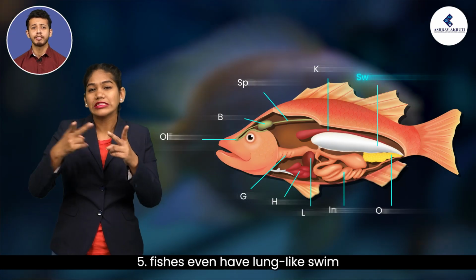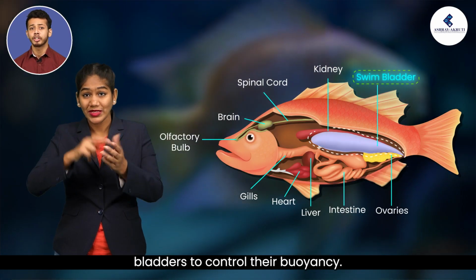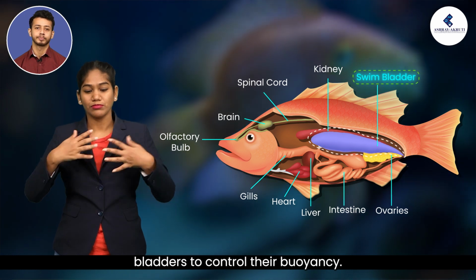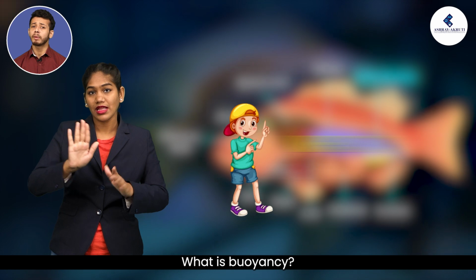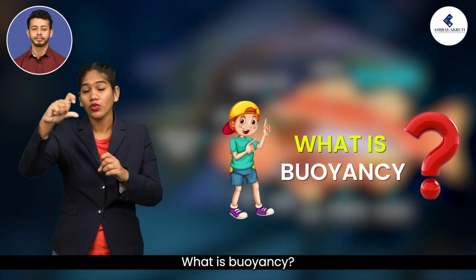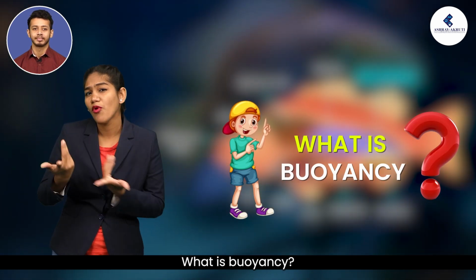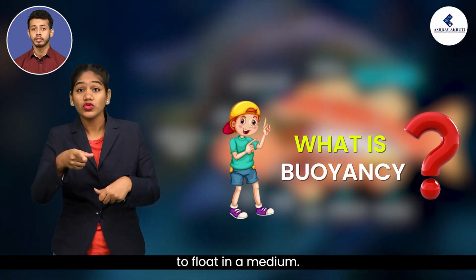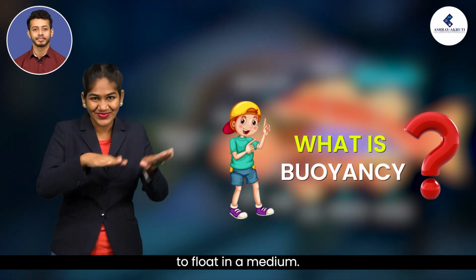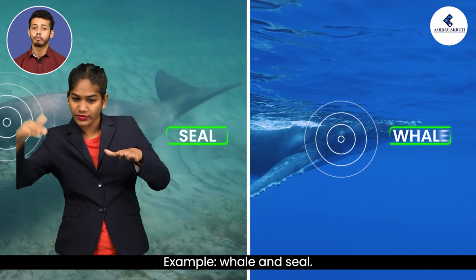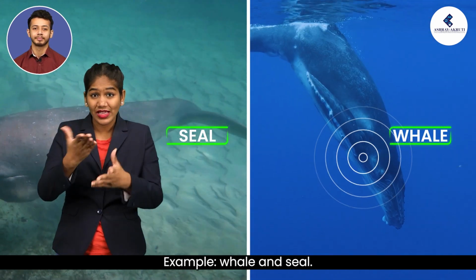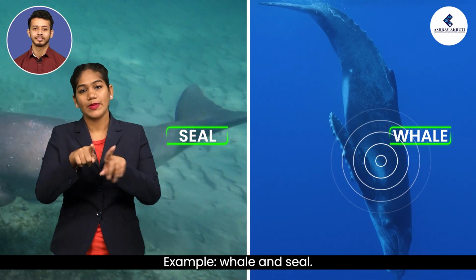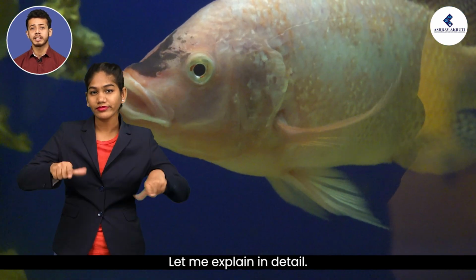Fishes even have lungs like swim bladders to control their buoyancy. What is buoyancy? It is an ability to float in a medium. Example, whale and seal. Let me explain in detail.